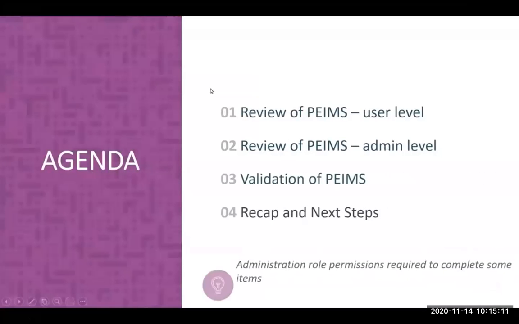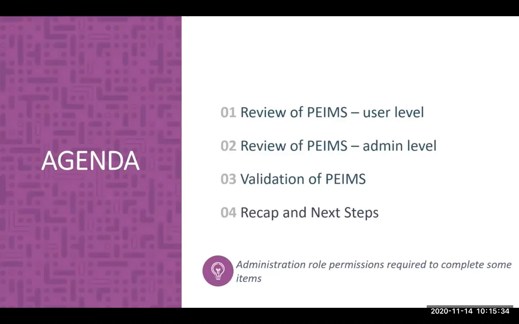And here's what the agenda for today looks like. We're going to first begin with a user level review of PEIMS. And then we're going to move into the administrative level of PEIMS and review some of those highlights. Number 3 is a big one. We're going to talk about PEIMS validation, and then we'll end with the recap and next steps, including materials we might have in the Learning Center.